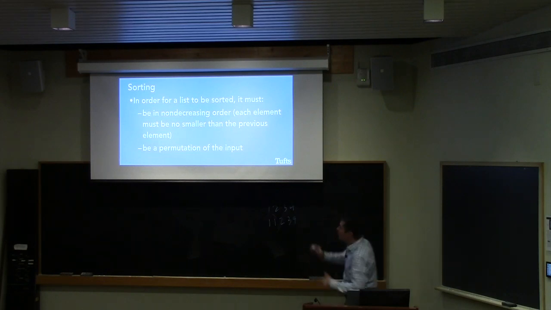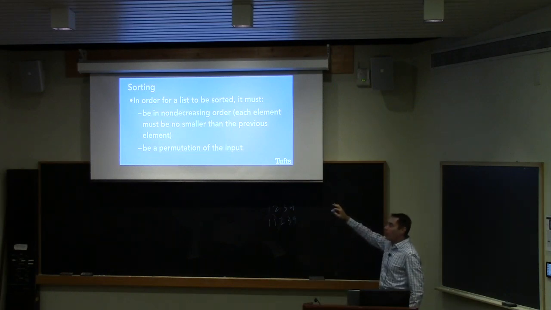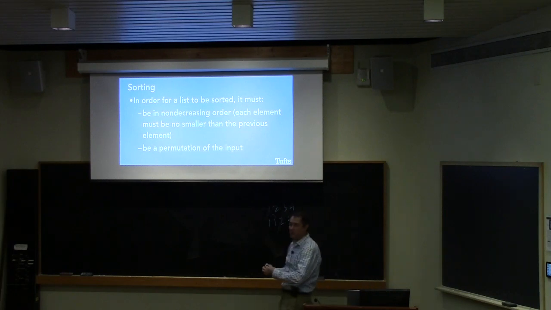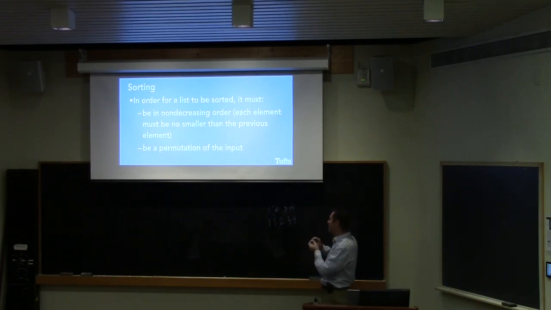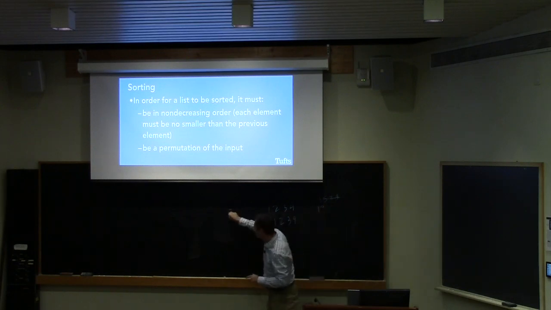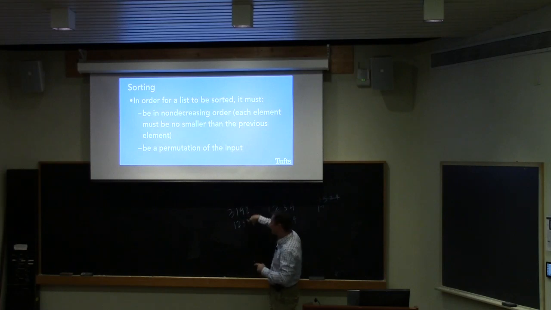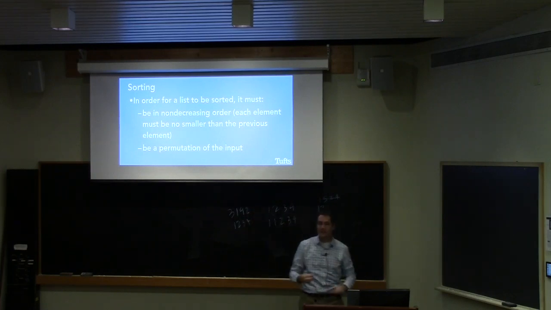So that's that. Okay, and then we have to make it what we call a permutation of whatever input we have, right? You can't say something is sorted when you added new stuff to it. You can't start out with 1, 2, 3, 4 and then say 1, 5, 2, 4. Well, that might be sorted. Well, no, 5's new, right? It's got to be a permutation of the original input. So if the input was 3, 1, 4, 2, then 1, 2, 3, 4 is a permutation of 3, 1, 4, 2, and is sorted.